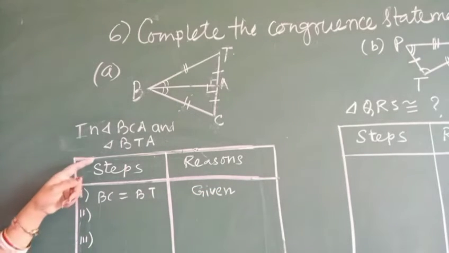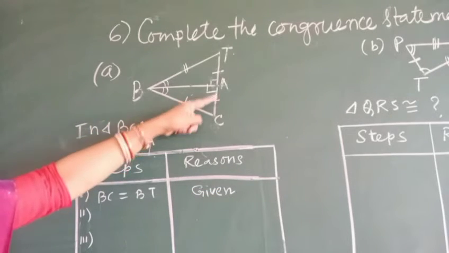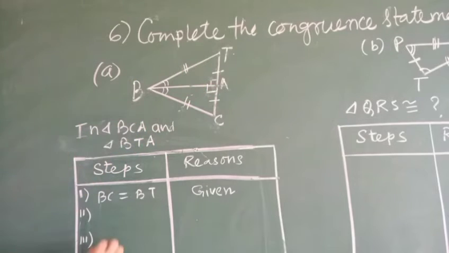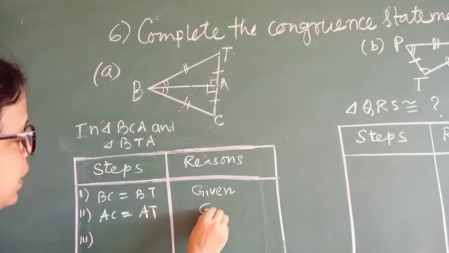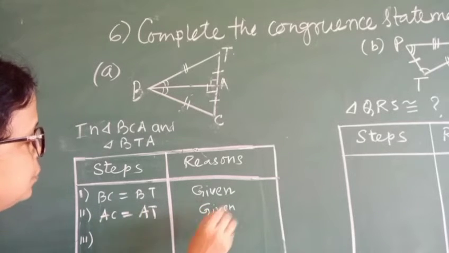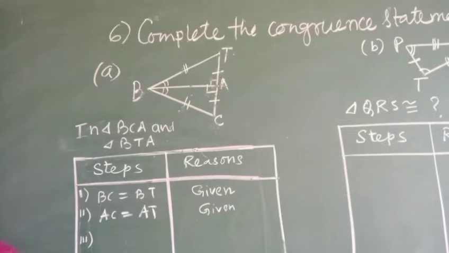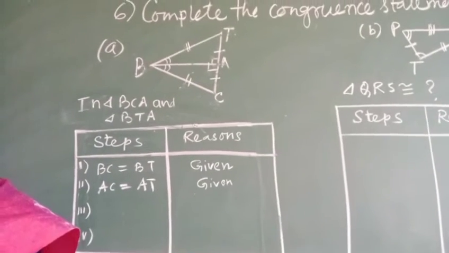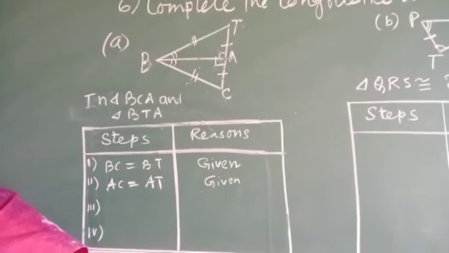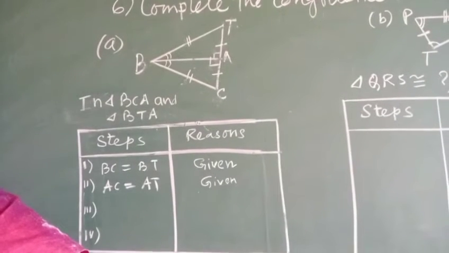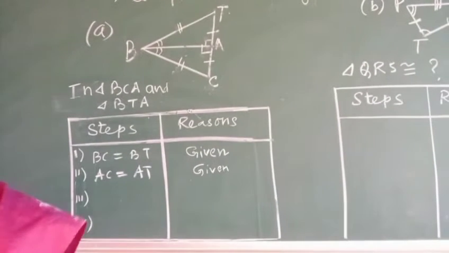Next we can take that AC is equal to AT. This is also given. So I will write the reason as given. Without the reason, the sum is incomplete. So you have to write the statement and the reason at the same time. Both are important.